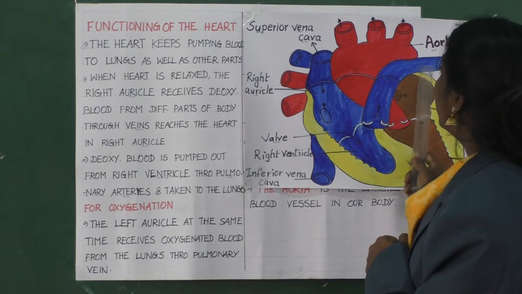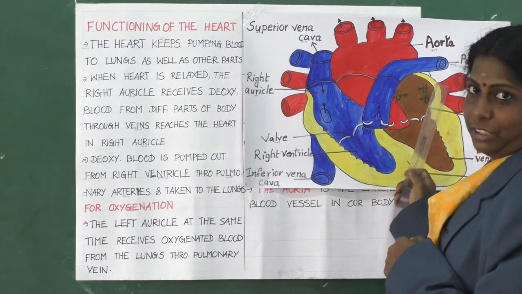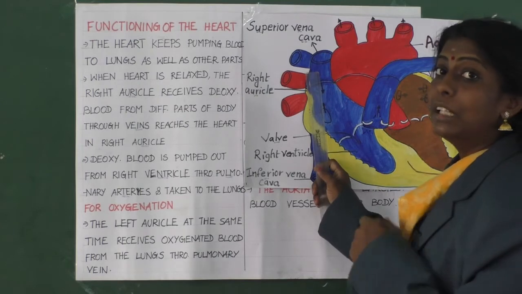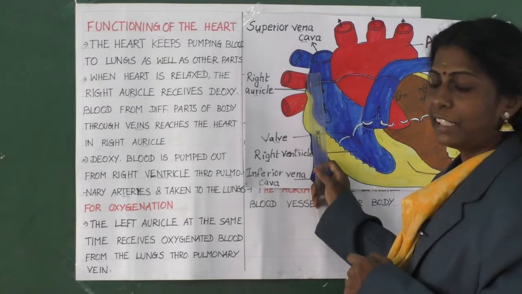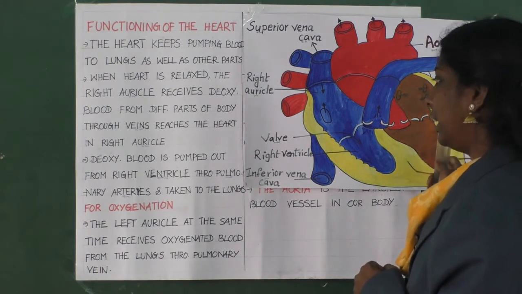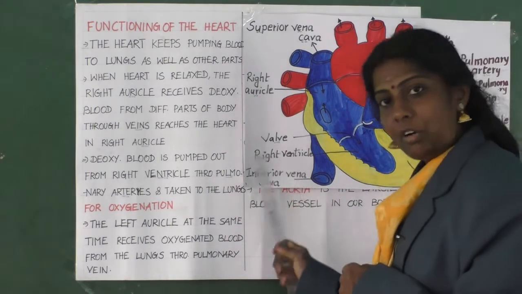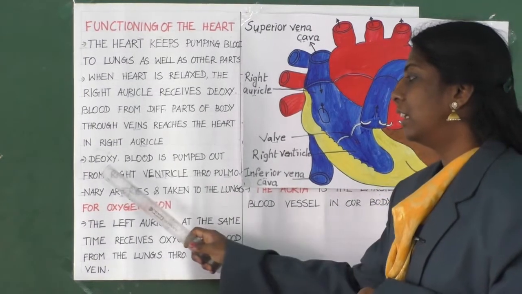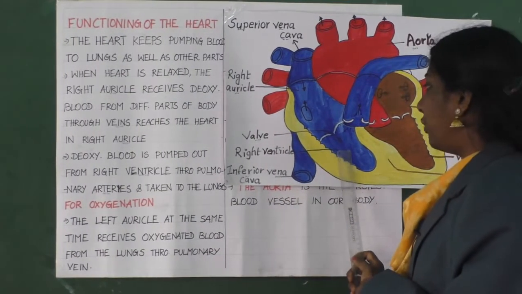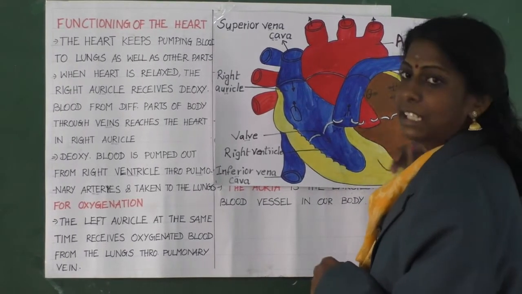Can you see this blue colored tube? This is nothing but the pulmonary artery. When it is entering, the blood will be deoxygenated blood. Clear? Then, when it has passed through, it will be transferred to oxygenated blood. Listen, deoxygenated blood is pumped out from the right ventricle through the pulmonary artery and taken to the lungs.